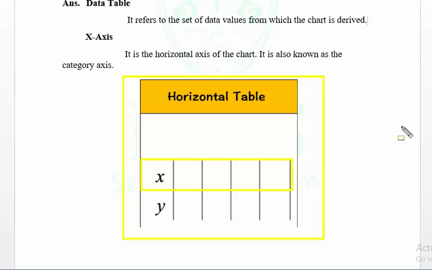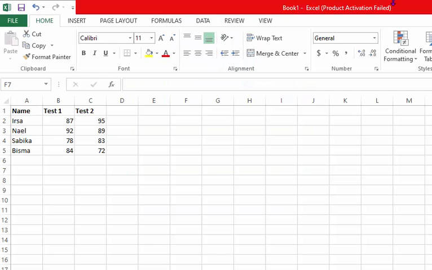Okay, let's move to the Excel data sheet, so we can see how we can add the data in the table. You can see the name of the students and the marks they got in test 1 and test 2. Now we'll have to convert them into a table.